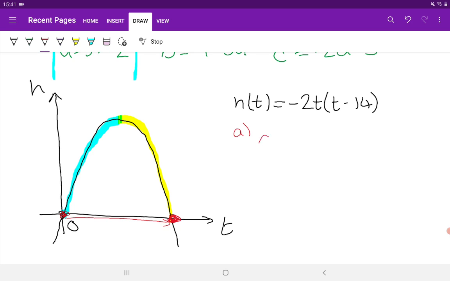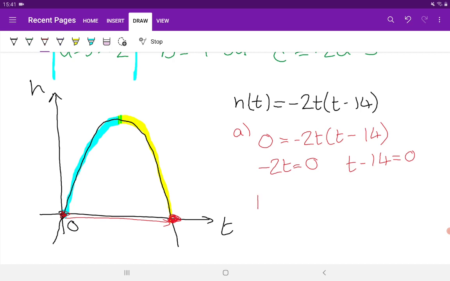Okay, so we're setting the height equal to 0, and we've got this equation, and that's just something that you have to solve, and it's already factorised for you. So you've got minus 2t equals 0, and you've got t minus 14 equals 0, and it should be obvious from there what the answer is going to be and how long the rocket is in flight.